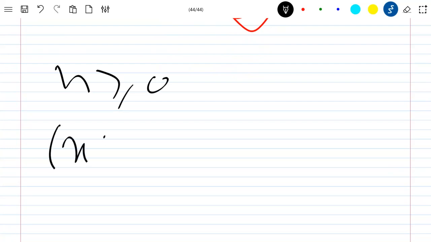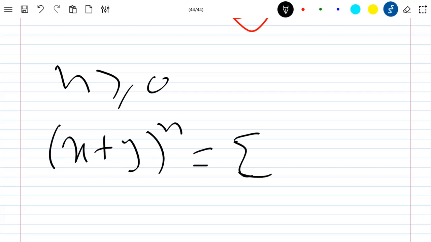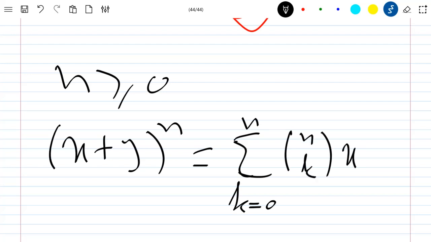The theorem says that for any non-zero integer n, we can expand (x plus y) power n into the sum of the form: sum of k from 0 to n, n choose k, x power k and y power n minus k.